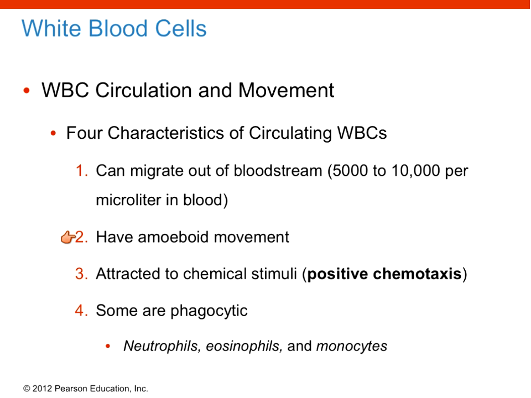The three that are considered phagocytotic, that can eat other cells, are neutrophils, eosinophils, and monocytes. Basophils and lymphocytes don't really have that phagocytotic activity.